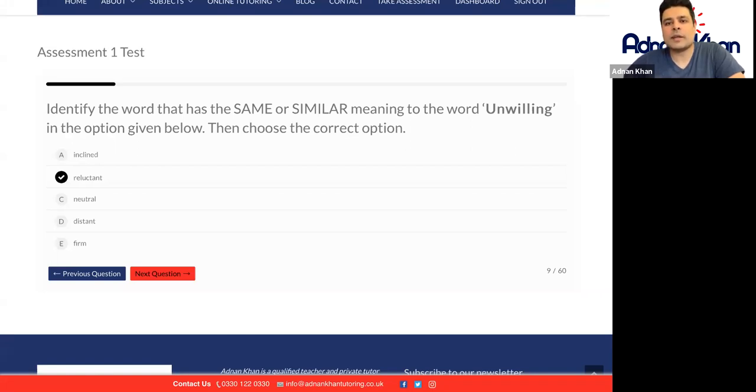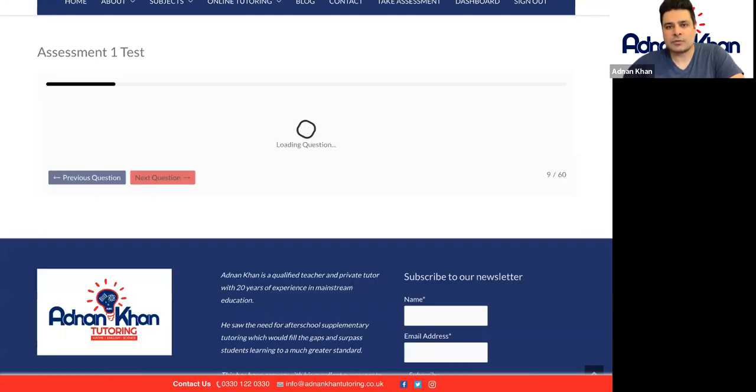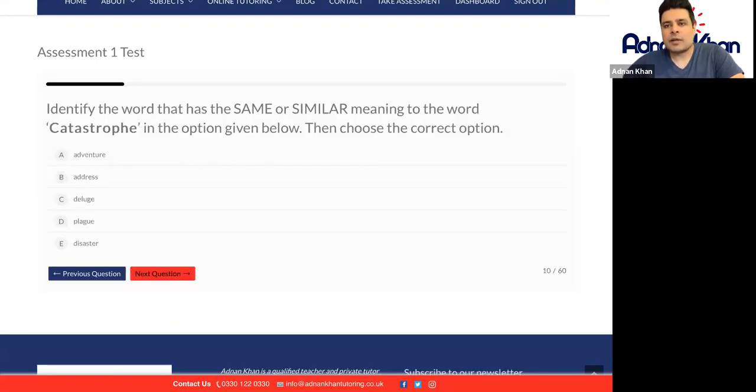Always make sure that you look at all the options first of all, cancel out all the options that have nothing to do with this particular main word in the question, and then rank your words accordingly, and then you'll end up with 2 or 3 particular words, and then you can decide what the answer is. Let's go on to the next question. Identify the word that has the same or similar meaning to the word catastrophe.